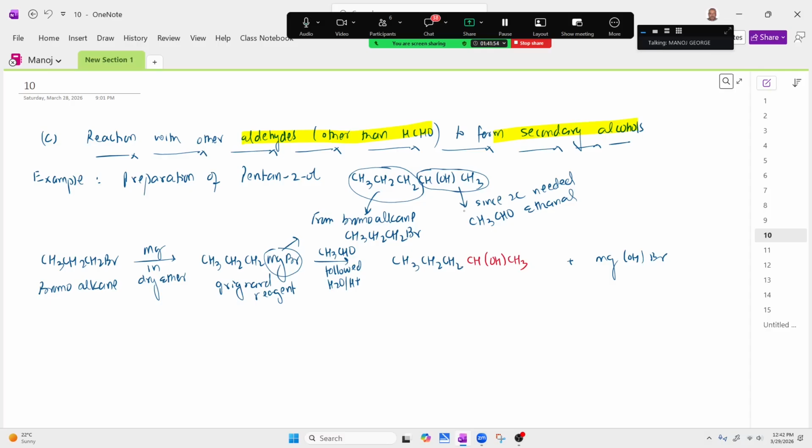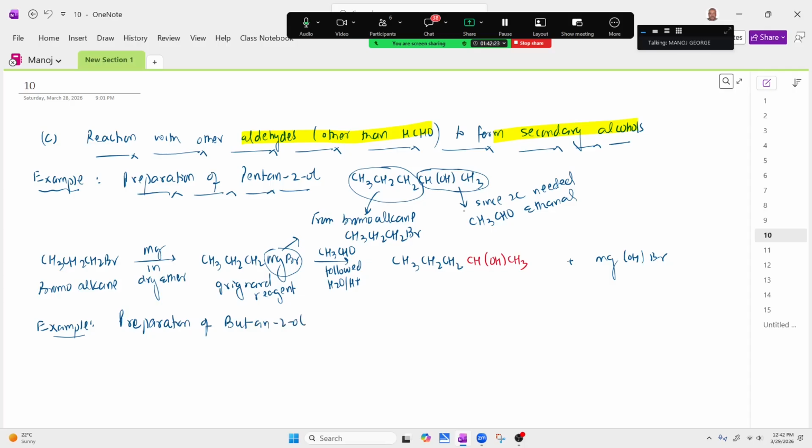Okay, let's do another one. So this was, let's say, pentan-2-ol. Let's do another example using Grignard reagent. Remember, that's the idea here. So let's quickly look at one more example. How about if I give you the preparation of butan-2-ol? Now, I can make butan-2-ol in different ways.